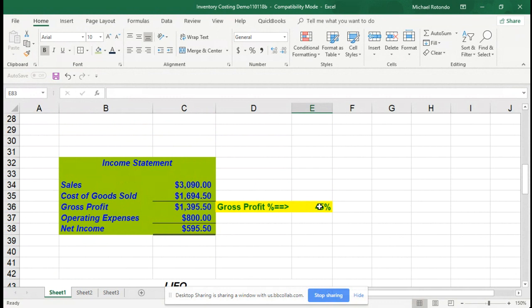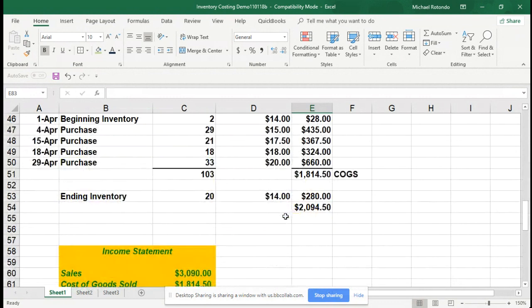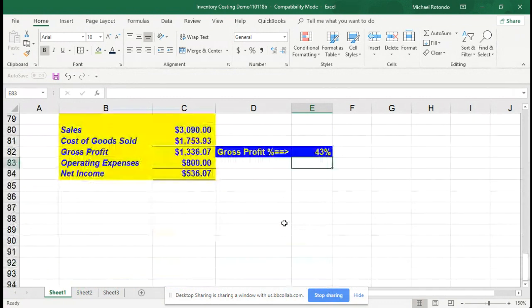Now, companies are required to disclose which methods they're using. And if they change, they also have to make sure that there's a note to the financial statements indicating that they've done that. Because you can see the change that could happen in net income. Now, we're dealing with very small numbers, but if you're dealing with large numbers, it could be a significant change in net income.